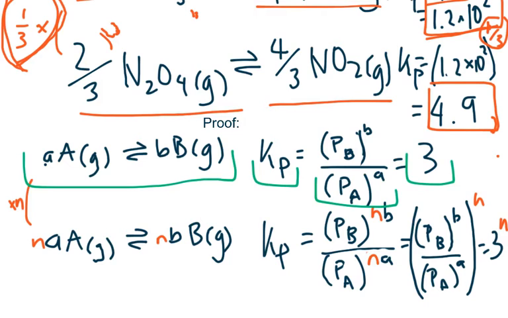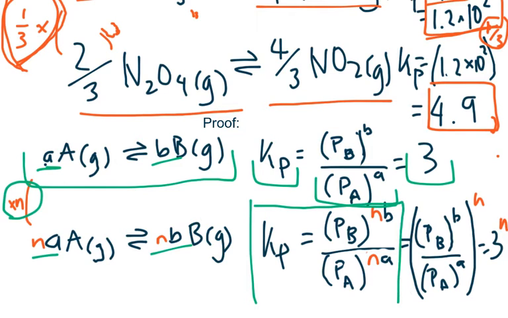Now what happens if I multiply the coefficients by a factor n? So of course, our coefficient originally was a, but by multiplying it by n, our coefficients will now be n times a, and our b will be n times b. So let's write the new equilibrium expression based on these new coefficients. So Kp is equal to Pb to the nb over Pa to the na. Notice how you can factor out the n and take it outside of a parenthesis. So I factored it out and I got this to the n power.